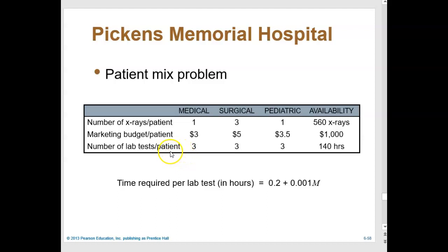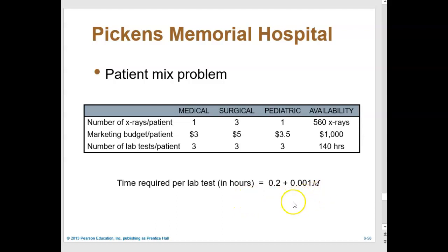The same way for constraint number 3, each medical patient requires 3 lab tests, whereas each surgical patient also requires 3, and each pediatric patient also requires 3 lab tests per patient, and the availability is only 140 hours per week of lab tests. The hospital's chief supervisor has also noted that the time required per lab test increases as the total number of medical patients admitted increases.